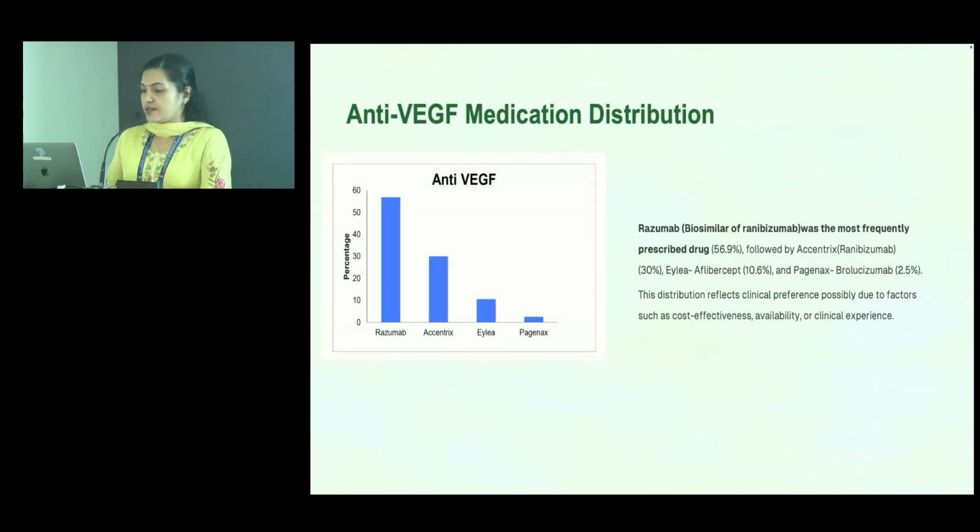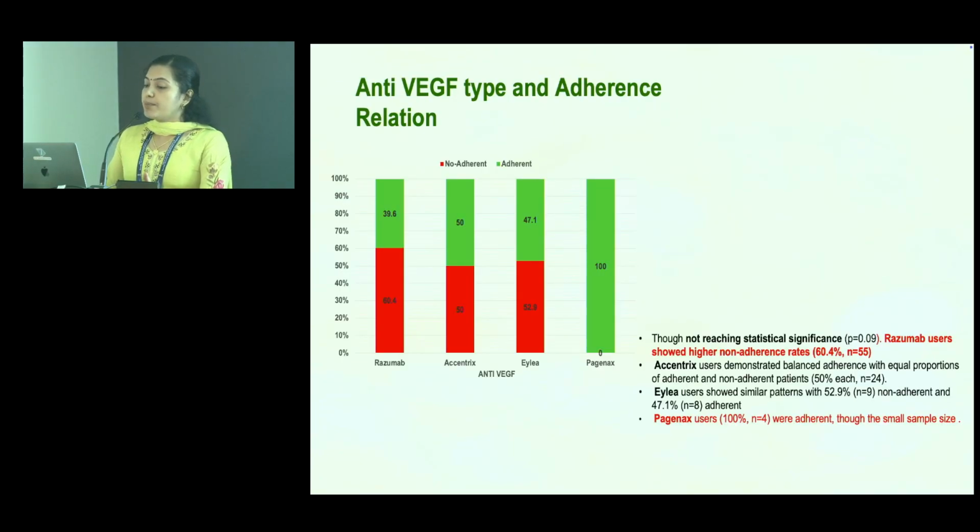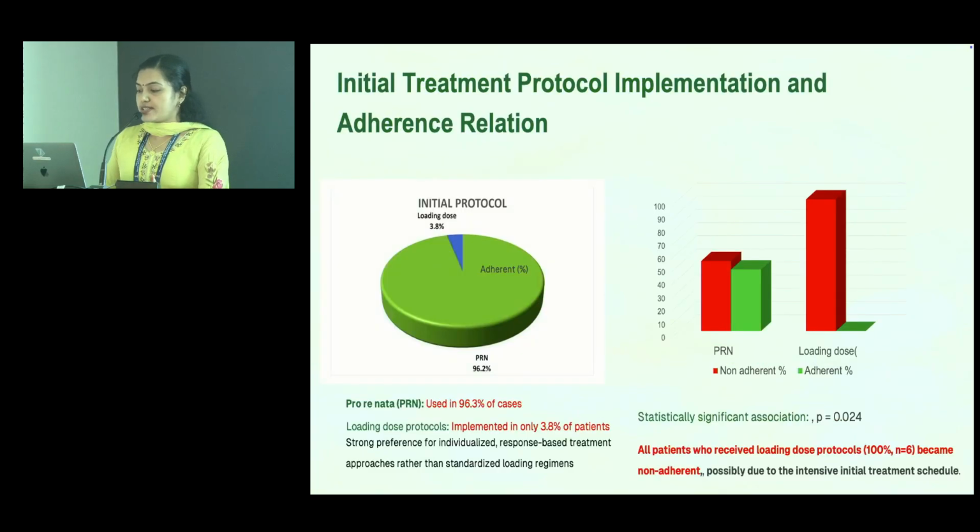And anti-VEGF medication distribution in our study was, ranibizumab was the most prescribed one, followed by aflibercept and brolucizumab. When we compare the adherence based on the anti-VEGF type used, there was no statistical significance. Ranibizumab users showed a higher non-adherence rate, maybe because they were prescribed more. And brolucizumab users were very small in number, but they showed 100% adherence, though it was a small sample size.